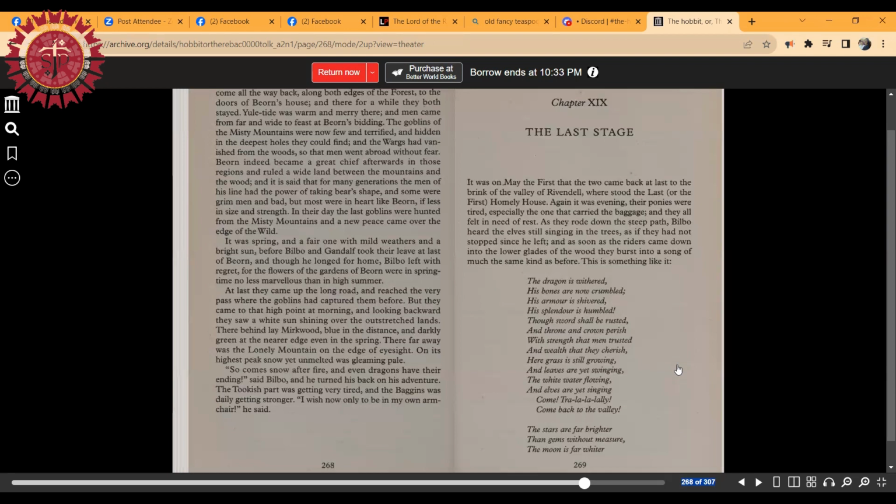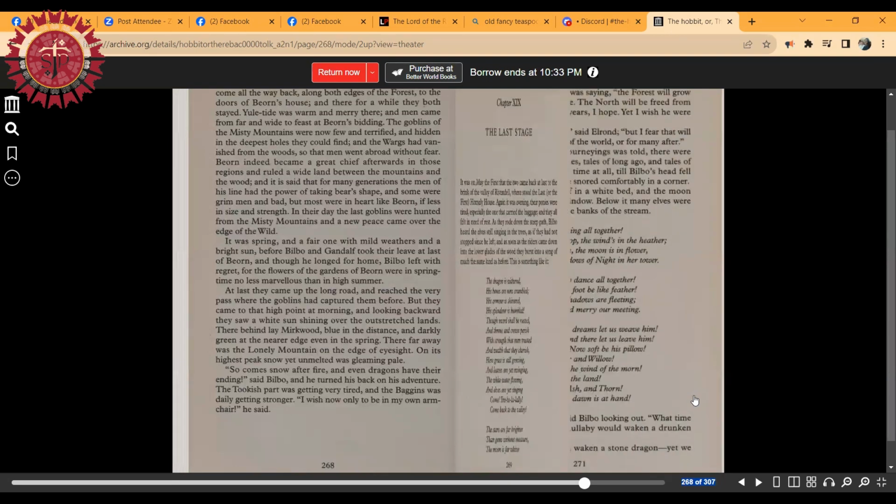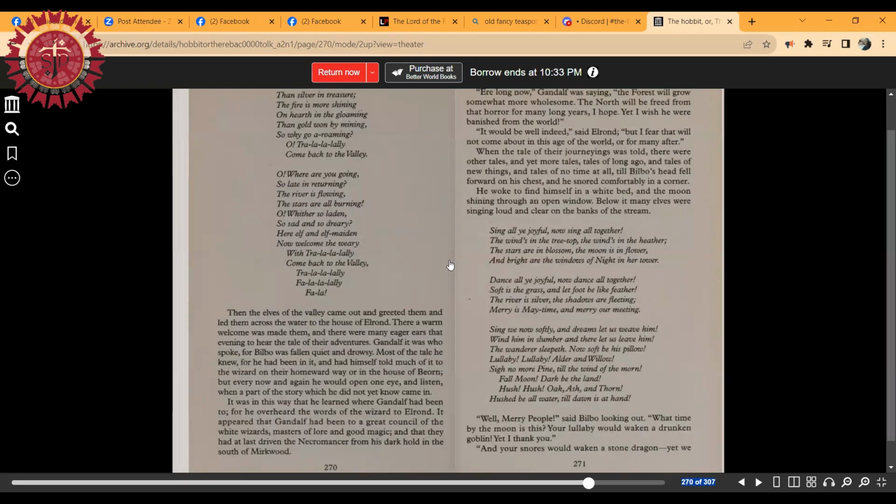The dragon is withered, his bones are now crumbled, his armor is shivered, his splendor is humbled. Though swords shall be rusted, and throne and crown perish, with strength that men trusted, and wealth that they cherish. Here grass is still growing, and leaves are yet swinging, the white water flowing, and elves are yet singing. Come, tra-la-la-lally, come back to the valley. The stars are far brighter than gems without measure. The moon is far whiter than silver and treasure. The fire is more shining on hearth than gloaming, than gold won by mining. So why go a-roaming? Oh, tra-la-la-lally, come back to the valley.